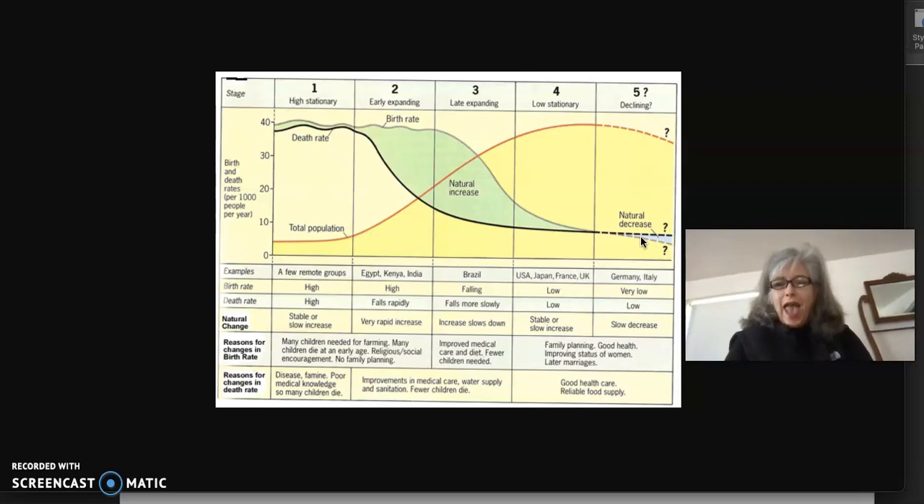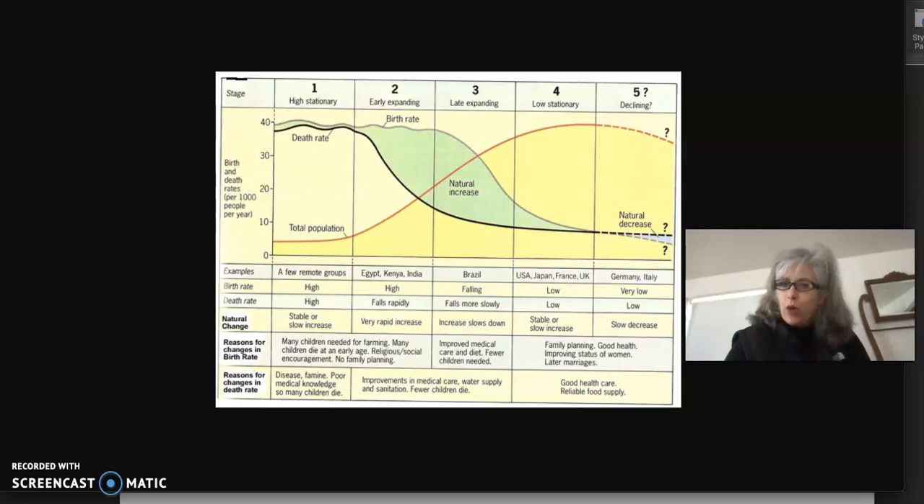trends today. And like this particular chart gives you, there's an example line, and it says, like in stage 2, Egypt and Kenya and India, then stage 3, Brazil, stage 4, USA, Japan, France, etc. And in 5, they say Germany and Italy as examples of demographic transition that is declining. So, there's a different example than that in the textbook that the textbook authors give us. So that's going to be something that we're going to look at a little bit more deeply when we complete our thorough discussion of demographic transition.